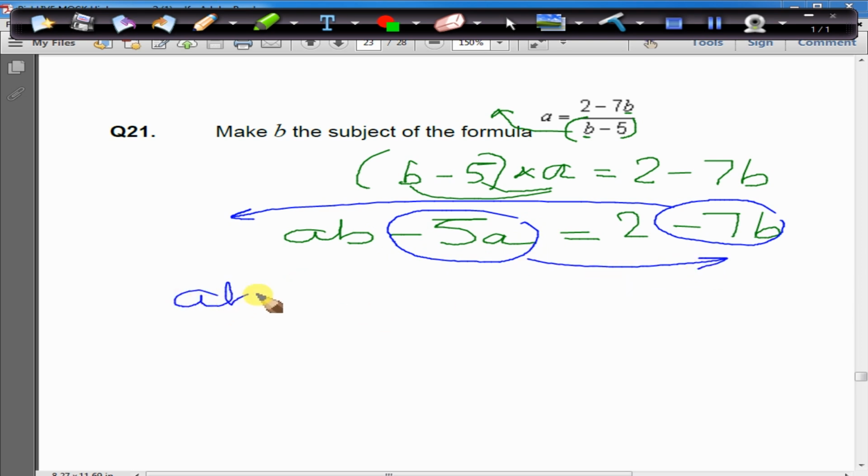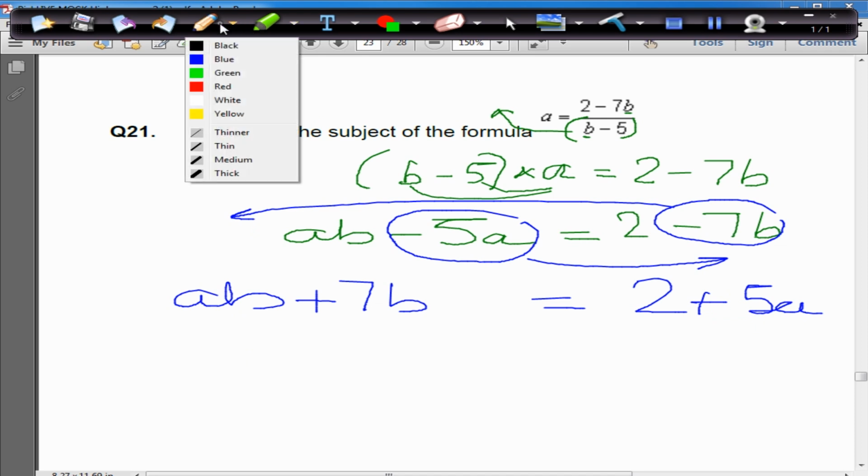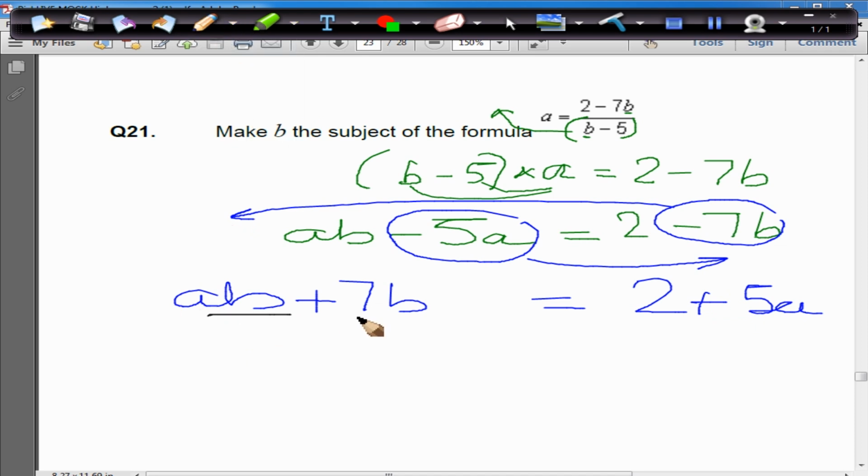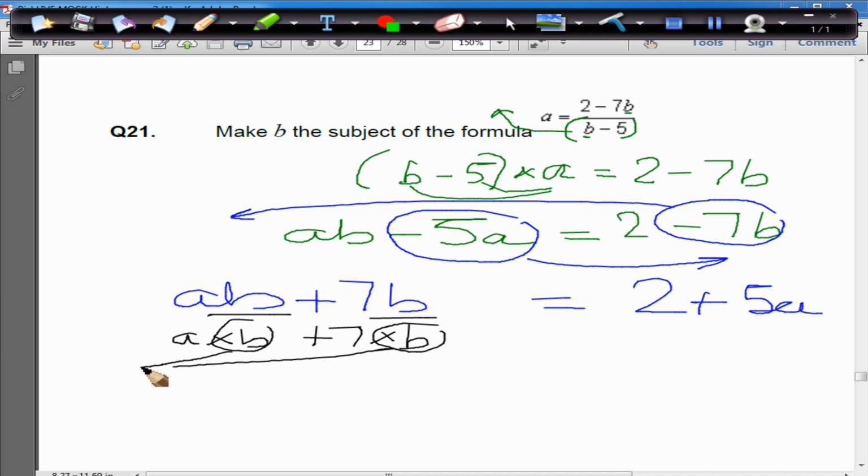So now we have ab minus 7b, opposite of minus 7b is plus 7b, equals 2 already there. Opposite of minus 5a is plus 5a. Now we have, let's change color once more. We have a b here and a b there. What should we do with those b's, Idris? We should factorize them, not cancel them, factorize them. So this is a times b plus 7 times b. So the b can come out. So what are we left with? a add 7.